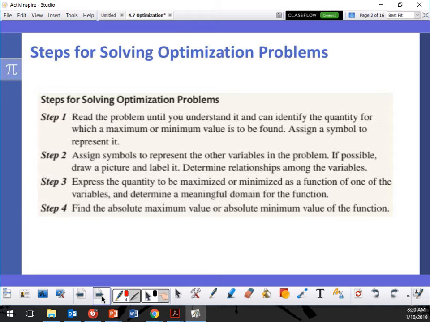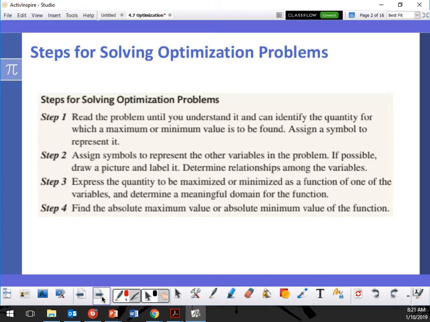Assign symbols to represent other variables in the problem. If possible, draw a picture, label it, and determine relationships among the variables. Drawing it is probably one of the biggest things that is going to help you on this. Draw it out, label it, and you can see what it is doing. Express the quantity to maximize or minimize as a function of one of the variables. Determine the meaningful domain for the function. Find the absolute minimum or absolute maximum value of the function.